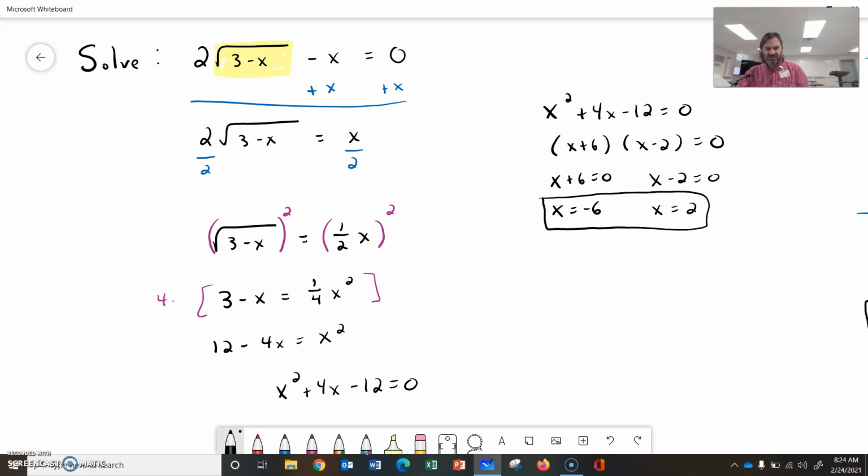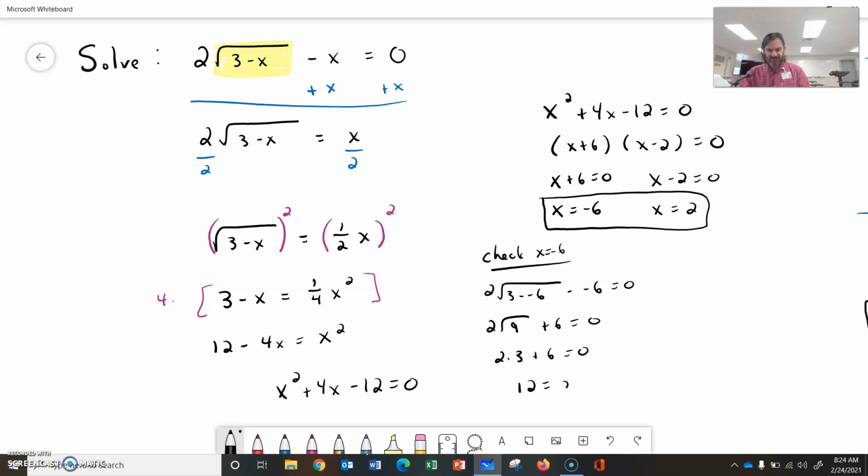So let's check it. Let's check x equals negative 6 first. So that'll be 2 times the square root of 3 minus negative 6, minus negative 6 equals 0. So that's 2 square roots of 9 plus 6 equals 0. I can already tell this isn't going to work. That's 2 times 3 plus 6 equals 0. That's 12 equals 0. That's not true. So we're going to mark out this one. Does not work with the negative 6. So then let's try checking the other one.